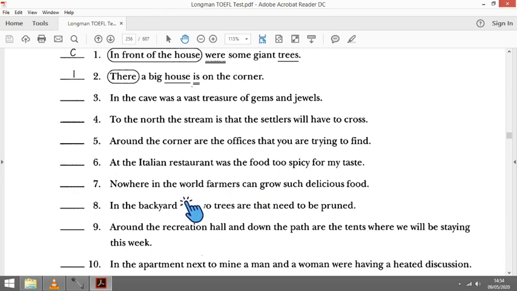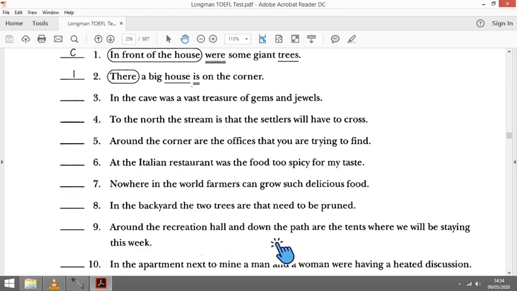Well, continue. Number 8. In the backyard, the two trees. In the backyard, the two trees are needed to put. We need to put the trees in the backyard. So we have to invert this one. We put "are" first and then the two trees. So number 8 is incorrect.